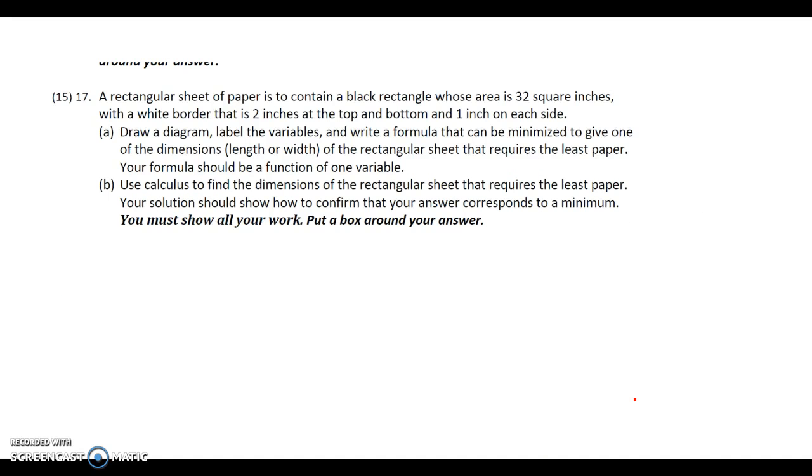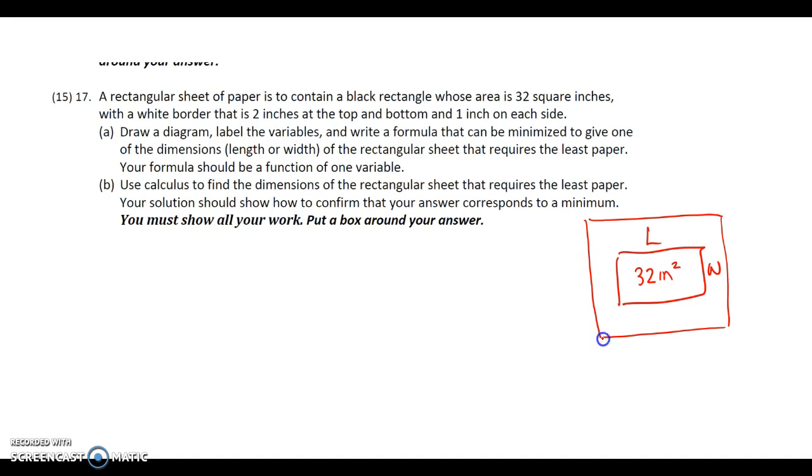All right, now, a rectangular sheet of paper is to contain a black triangle and a white border. So let's draw that. First, we're going to draw our black triangle. Its area is 32 square inches, right? It's going to have a length and a width. And then the white border has 2 inches on top, 2 inches on top, but only 1 inch on the side. So in here, this is 2, this is 2, this is 1, and this is 1, isn't it?